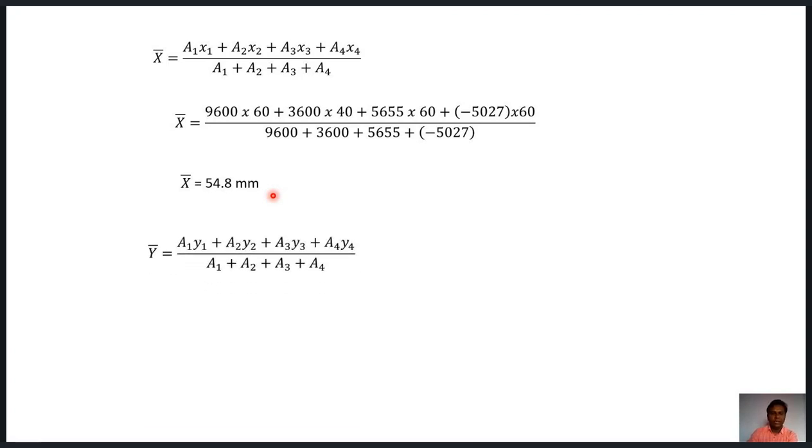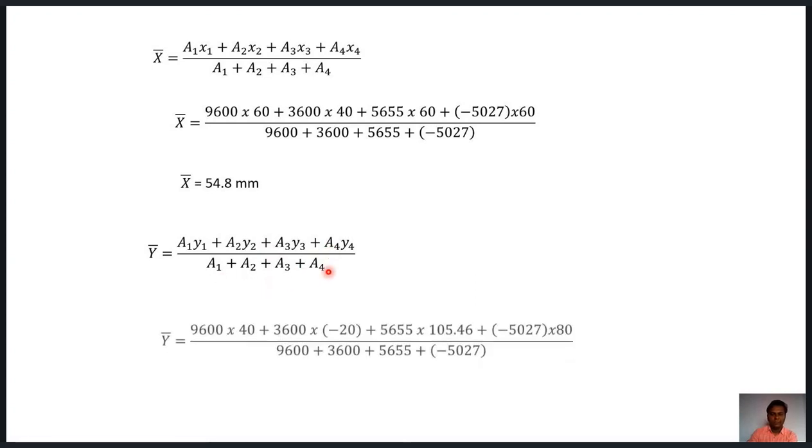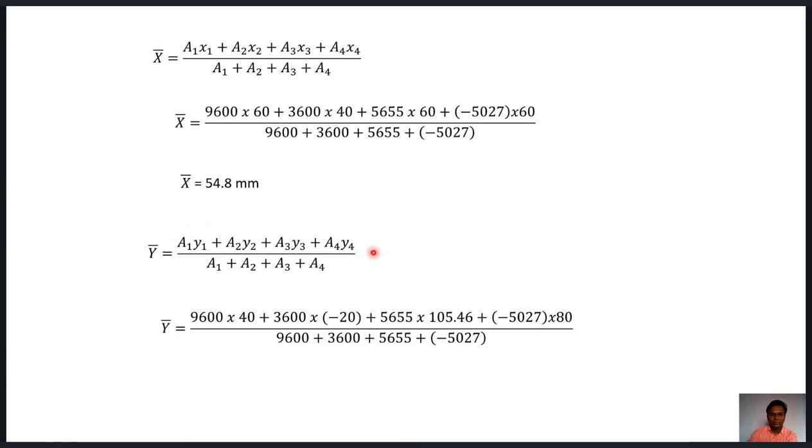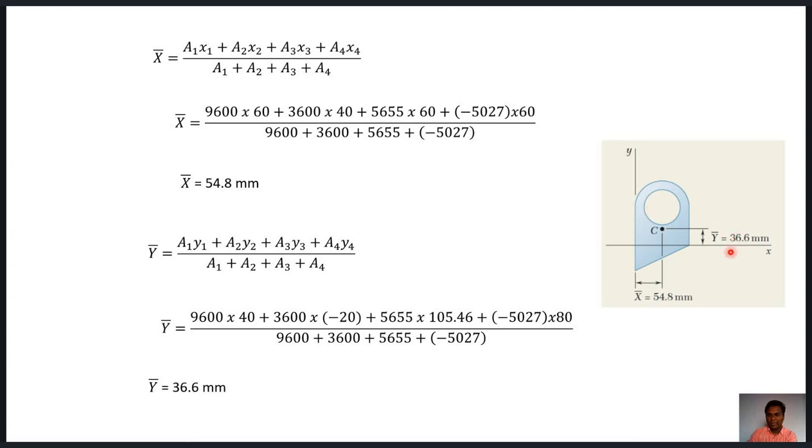Now similarly, go for the calculation of y bar. Here y bar is equal to a1y1 plus a2y2 plus a3y3 plus a4y4 divided by a1 plus a2 plus a3 plus a4. When we put in all the values in this formula, we get y bar equal to 36.6 millimeter. And we can finally locate in the given diagram that x bar is equal to 54.8 millimeter and y bar is equal to 36.6 millimeter.